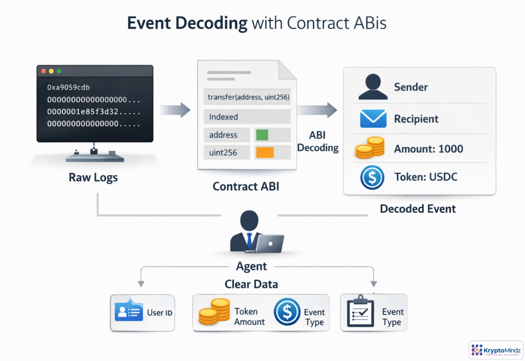Blockchain logs arrive as hashes and hex values, so an agent should not infer meaning from them directly. The contract ABI acts as the translation key. It defines the event name, parameter types, and which values were indexed into topics. When your app calls getLogs, then decodes the event, the result becomes a normalized record: sender, recipient, token amount, token, or proposal ID. That structured event is what should enter the agent workflow.